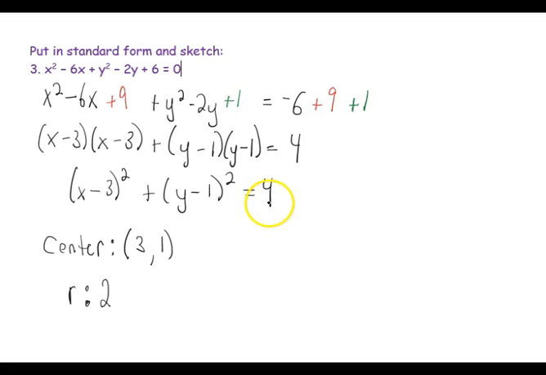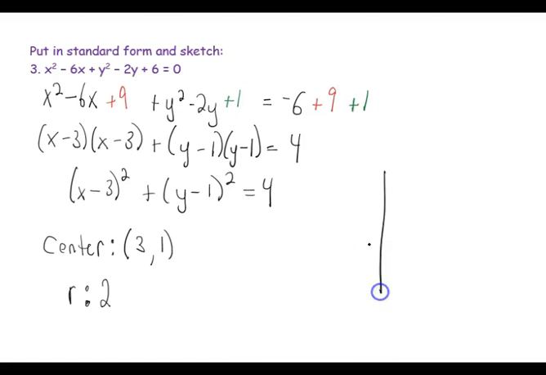Sometimes you get uglier numbers. They're not always some kind of perfect square, so don't be freaked out by that. And the same thing with your center. You could get some fractions or decimals in here to work with. Everything isn't always a pretty number.